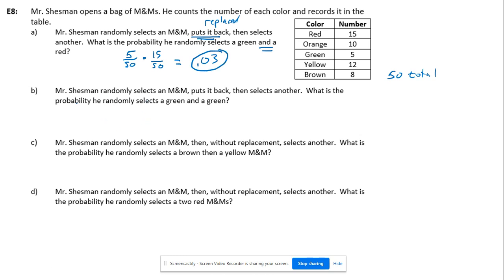Now we look at letter B. I randomly select an M&M, I put it back, and then I select another. Notice, again, I'm putting it back. So I'm replacing it. What is the probability that I select a green and a green?